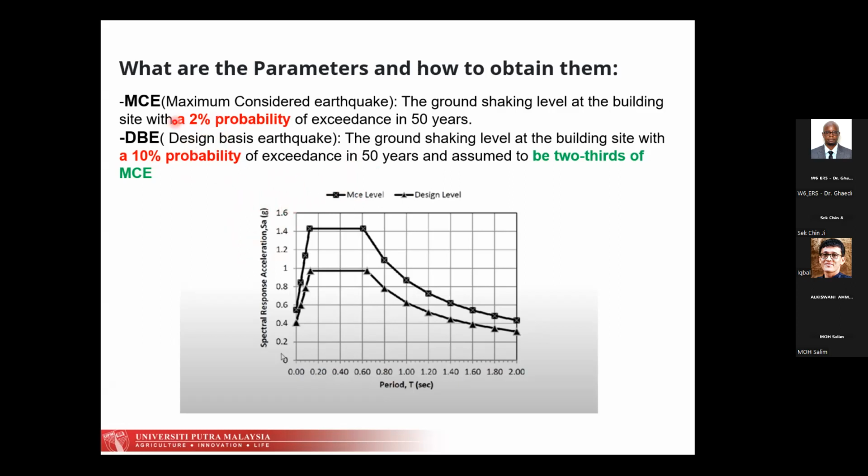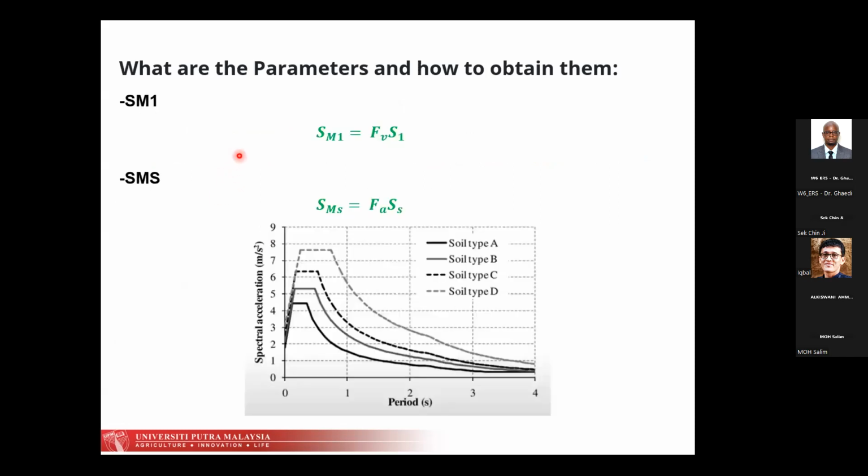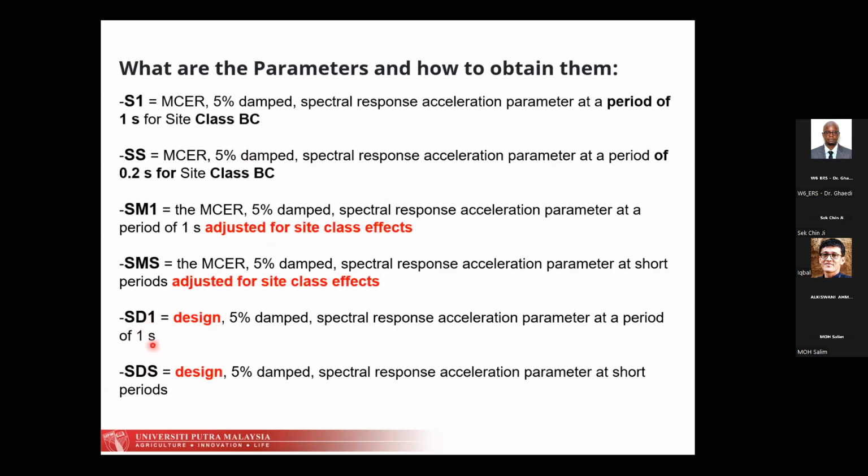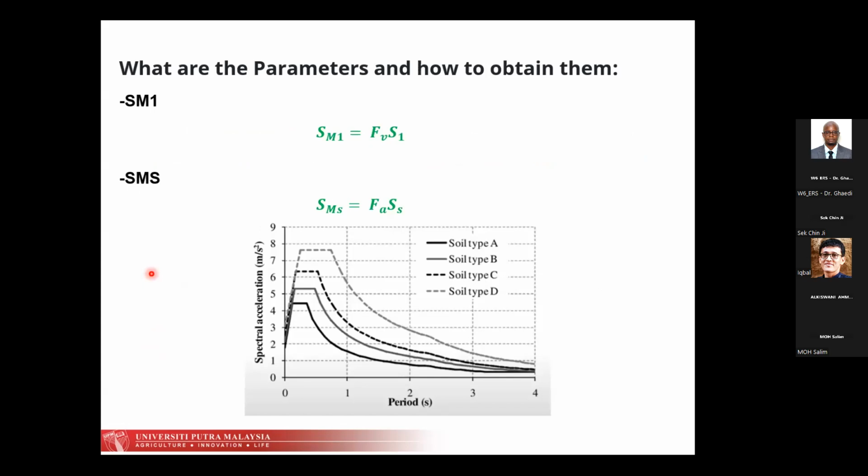So now we understand what MCE and DBE are. DBE will be 2/3 of the MCE. So we will have SD1 and SDS as 2/3 of the SM1 and SMS. So how do we calculate SM1? We said SM1 is the same as S1, but it's adjusted for the soil.